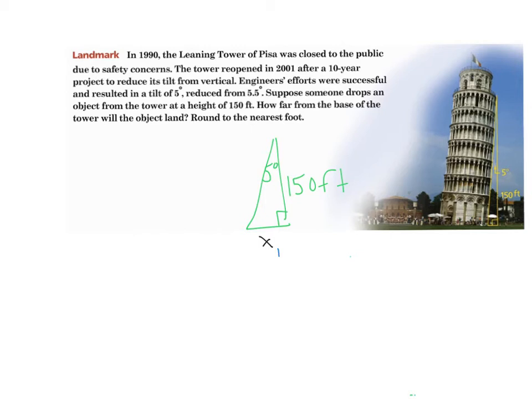In this case we have the opposite and the adjacent, so we would use tangent. Our formula is going to look something along the lines of tangent of the angle measure. So tangent of 5 is equal to opposite, which is x, over adjacent, which is 150.